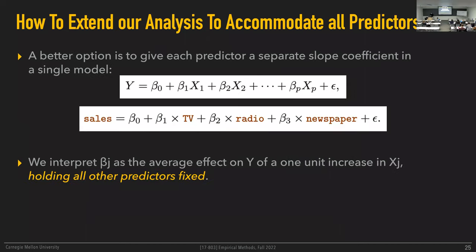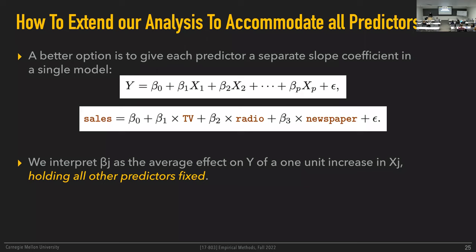Right. So you could do that, but I'm going to argue a better option is to not do that. I was talking to Jenny about this on Tuesday. A better option is actually to give each predictor a different slope coefficient in a single model, to model them all together. So here, instead of doing three separate regressions, I do only one with a separate slope coefficient for the three different advertising channels. Okay, one for TV, one for radio, one for newspapers.